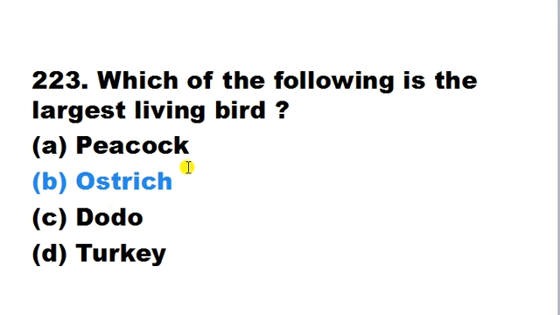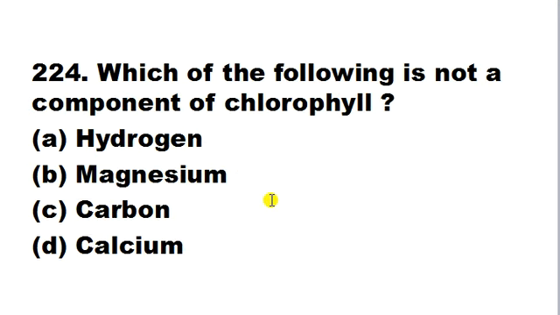Which of the following is not a component of chlorophyll? A. hydrogen, B. magnesium, C. carbon, D. calcium. So here the correct answer is D. That means calcium is not a component of chlorophyll. Hydrogen, magnesium and carbon are components of the chlorophyll molecule. Chlorophyll is a pigment that is very important for the photosynthesis process.